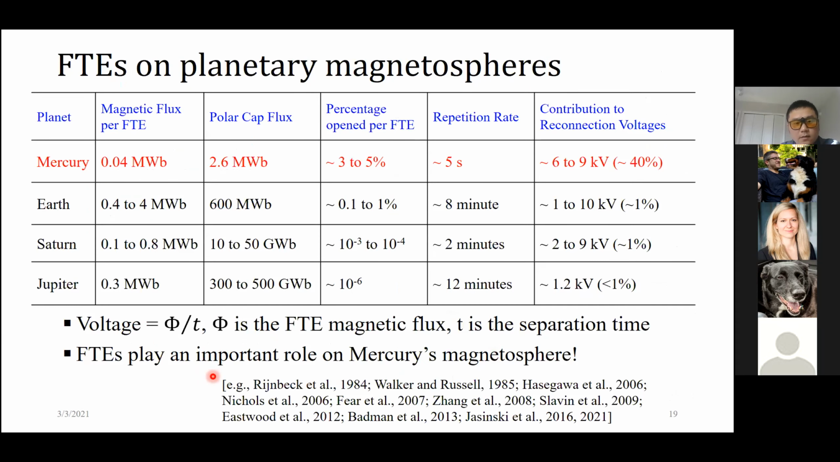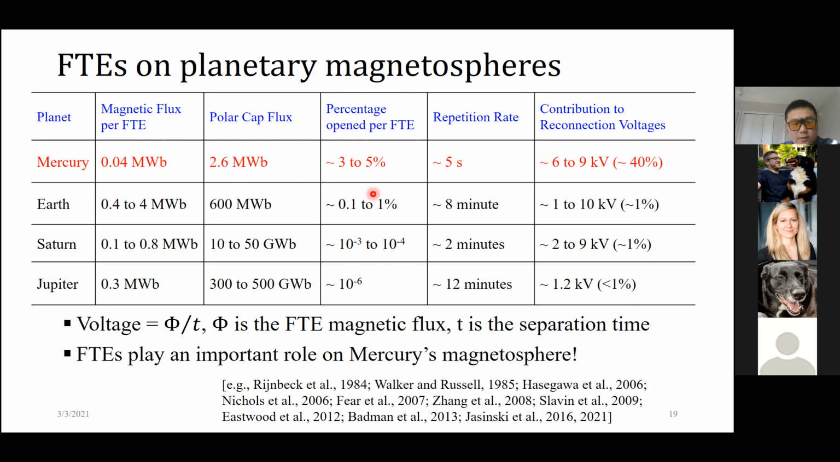And here we have put Mercury into the table that was previously introduced. So this red line here shows Mercury's FTE properties. The magnetic flux carried by each FTE is around 0.04. It could be higher, it could be lower. And the polar cap potential is like 2.6 MW. And the percentage opened by each FTE is around 3 to 5%.